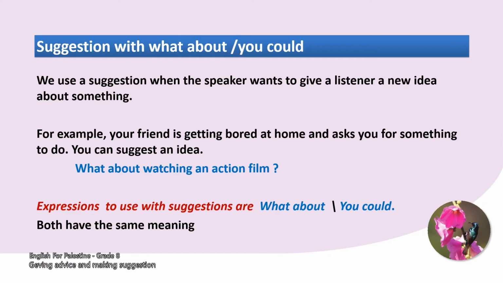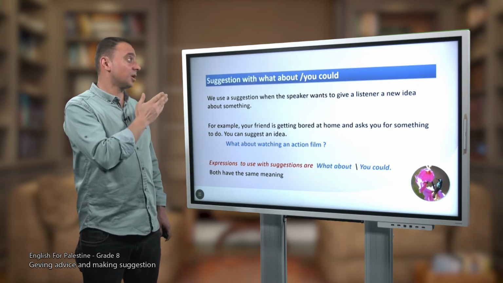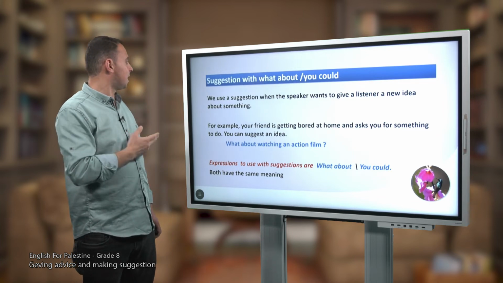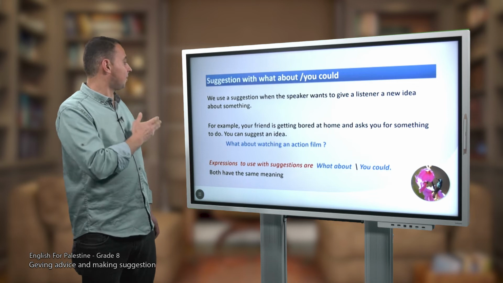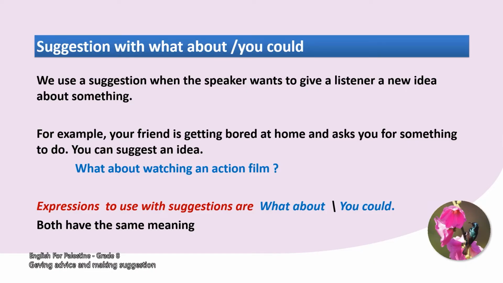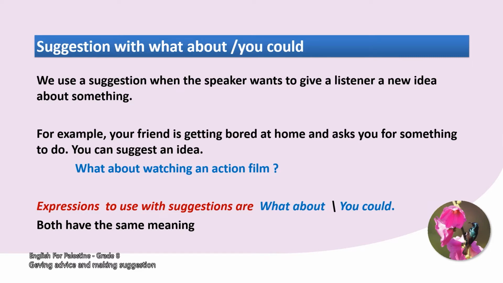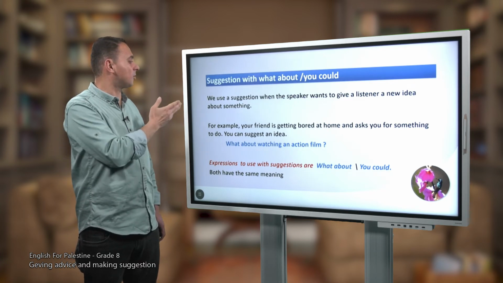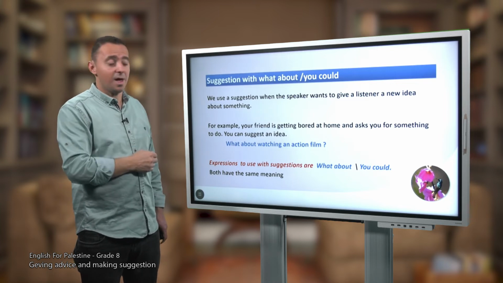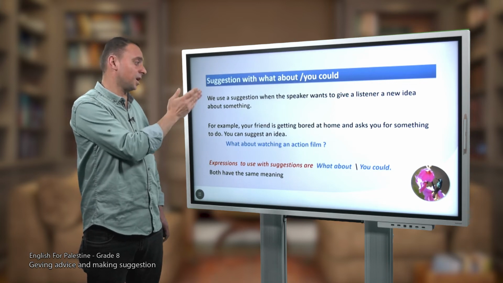Let's continue. What about suggestion with what about and you could? As you have seen in the previous two examples, we used what about and you could to make suggestions. We use a suggestion when the speaker wants to give a listener a new idea about something. For example, your friend is getting bored at home and asks you for something to do. You can suggest an idea by saying, what about watching an action film? You are making a suggestion to your friend. Your friend feels bored at home. So you tell him, what about watching an action film? Notice what about is followed by the verb with ing, watching. We don't say what about watch, we say what about watching an action film.